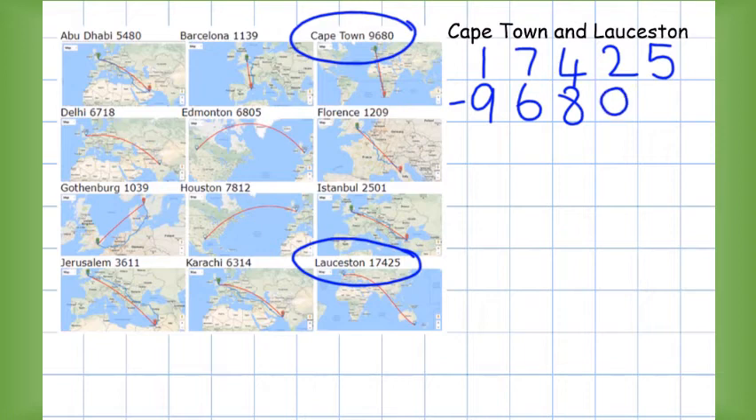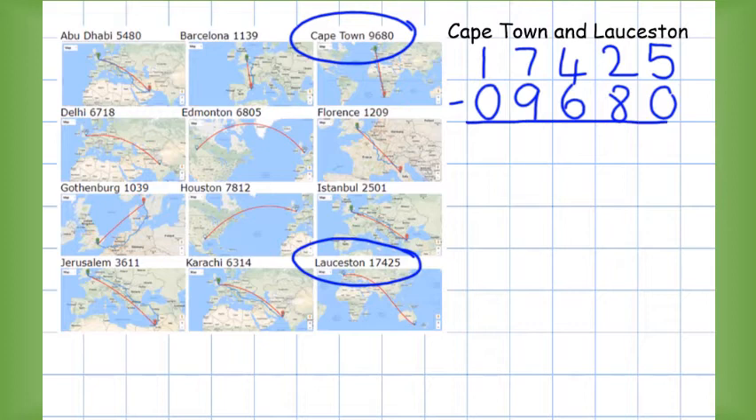9,680 kilometres. I know, I can hear you shouting at me. I can't do that, can I? Why can't I do that? I've got to line the numbers up, haven't I? I've got to have my ones number under my ones number, my tens number under my tens number, my hundreds number under my hundreds number, and my thousands number under my thousands number. I don't have a 10,000s number in Cape Town, so if you wanted to put the 0 in, just to remind yourself, that's absolutely fine. And then we can just calculate it in the normal way.